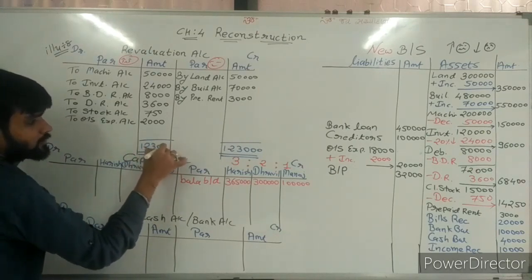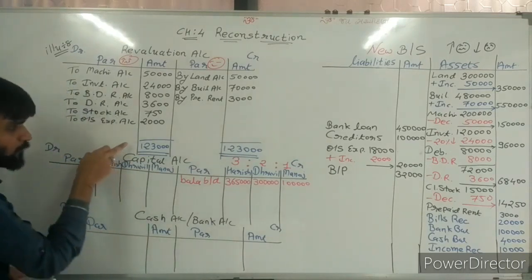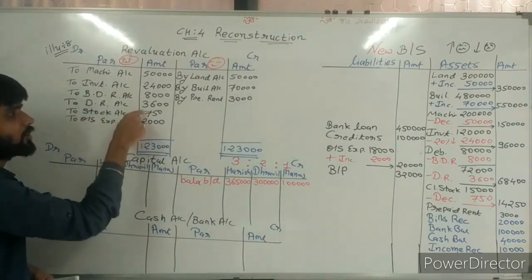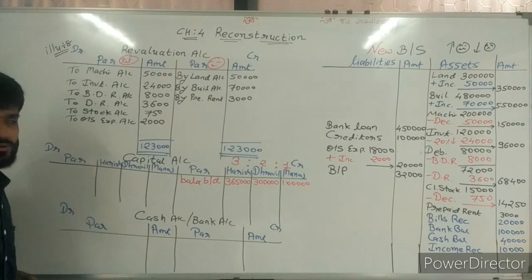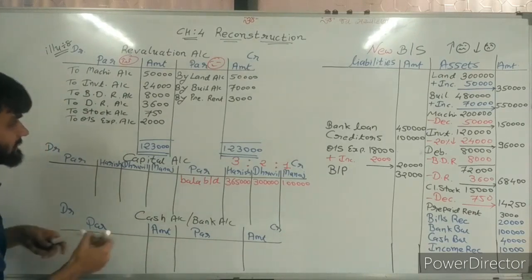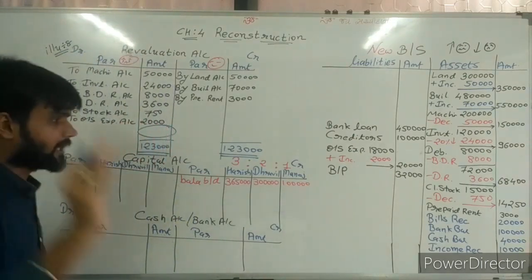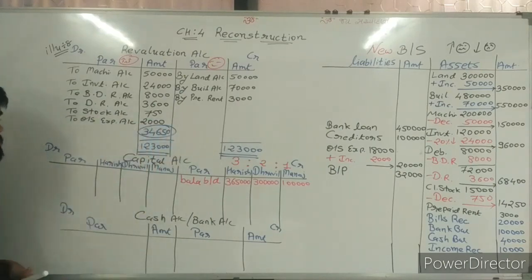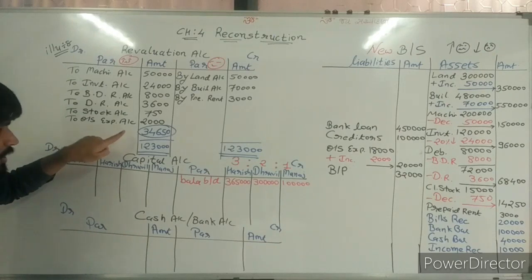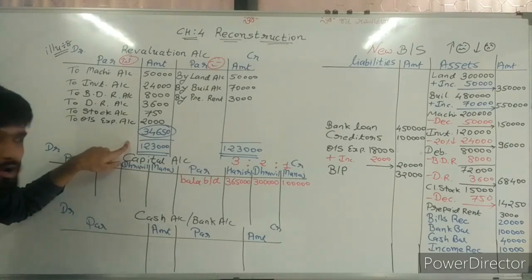Here also 1,23,000. The same we are writing because here the profit I know. Now from 1,23,000 I am deducting all these values of the debit side. So I deduct all the values and I get the balance, and that balance is 34,650. Now sir, what is this balance called? This balance is called revaluation profit.